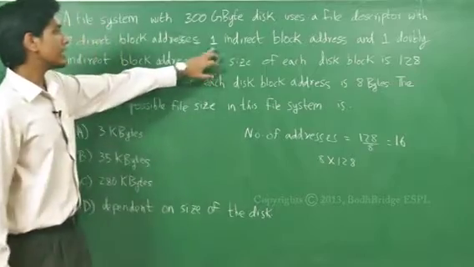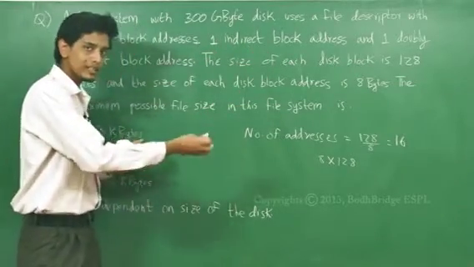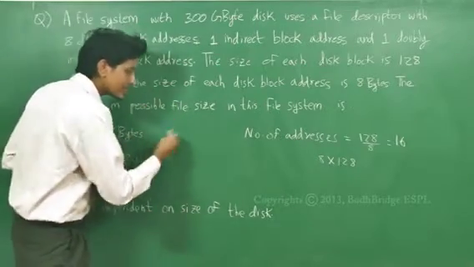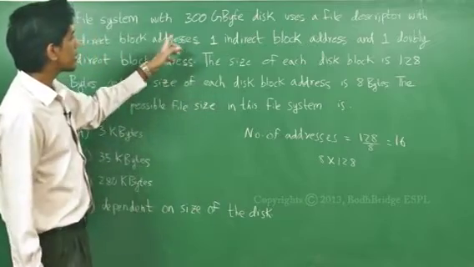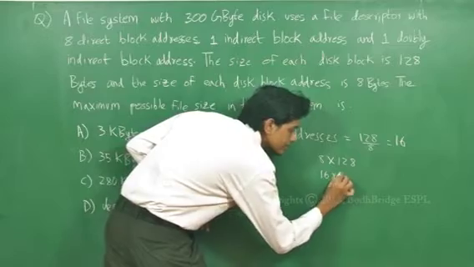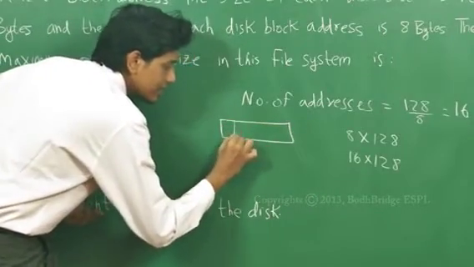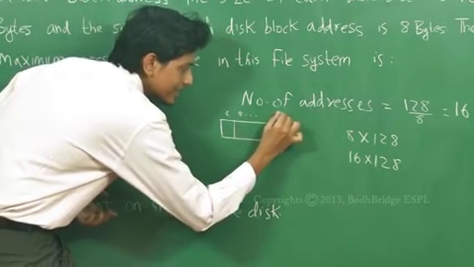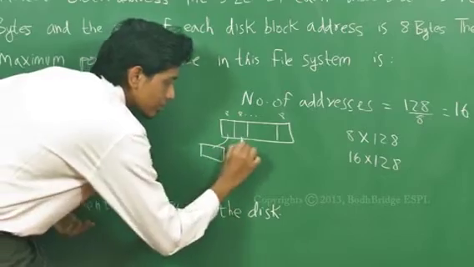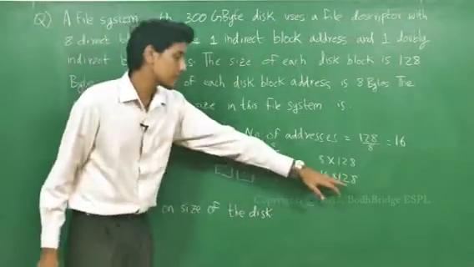Then there is 1 indirect block address. An indirect block address is, there is a block with 16 addresses. Each address points to another block. So with one block you can basically point to 16 other blocks. So the one indirect block address will be 16 into 128, because as I said, one block has 16 different addresses. Each of these can point to one block. So totally 16 blocks. Each block is 128 bytes. So it is 16 into 128.